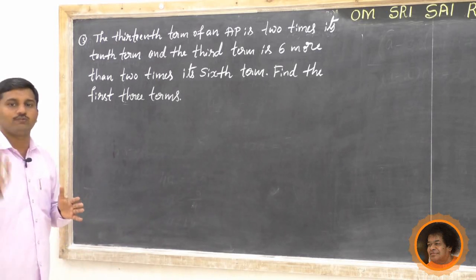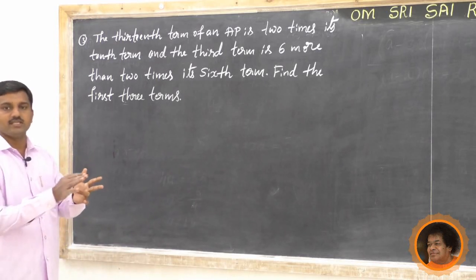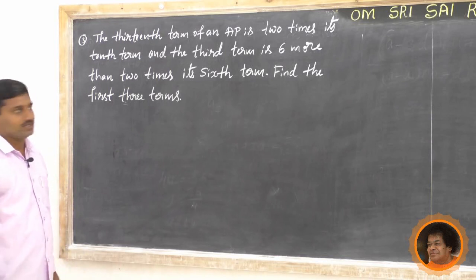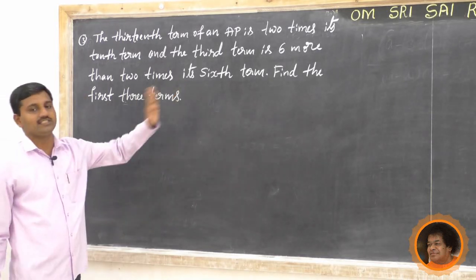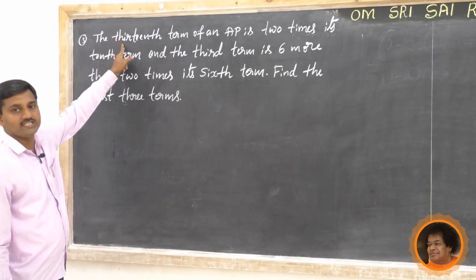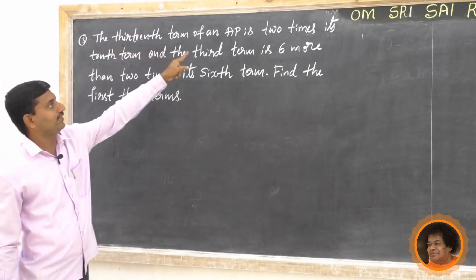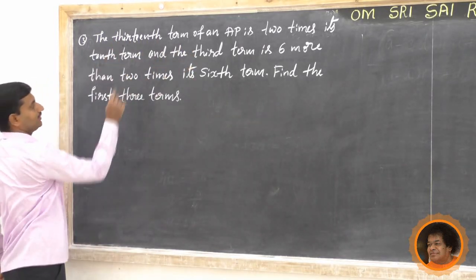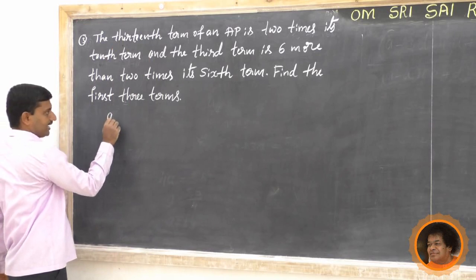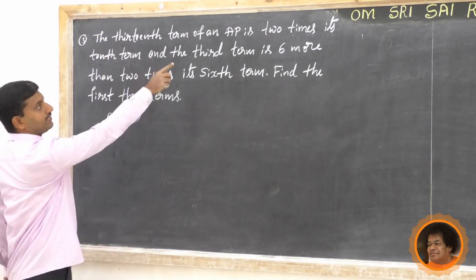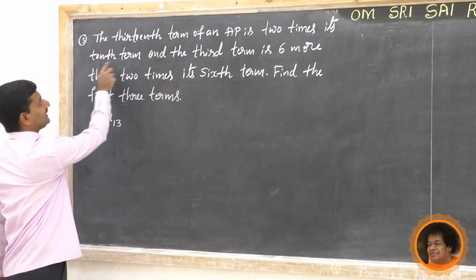You know the general form: a, a plus d, a plus 2d. These are the first 3 terms of the AP. We have to write the first 3 terms with respect to the given condition. The 13th term of an AP is 2 times its 10th term. How to write the 13th term? 13th term means a13.